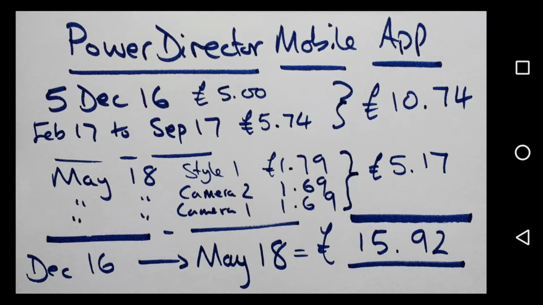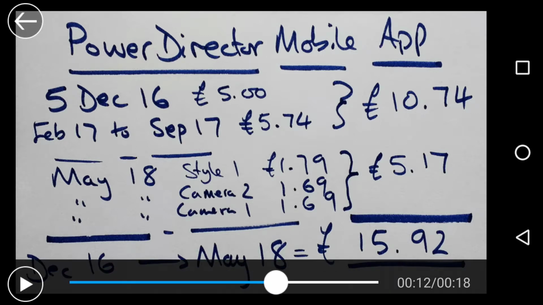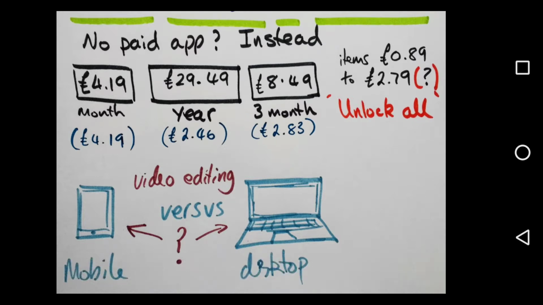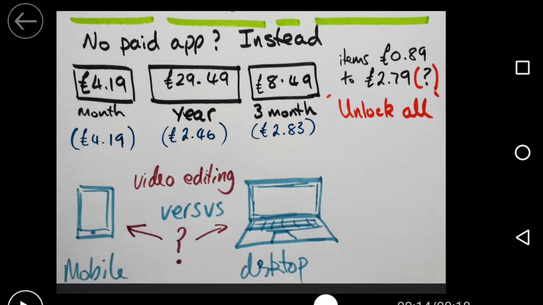But I think Cyberlink PowerDirector Mobile have changed this quite a lot. In a moment I can do a quick demo, or you can see it on screen yourself: there is no payment that I can see right now. If you have the app for free and then wish to unlock all the features, it's £4.19 for 1 month, or on the right hand side, £8.49 for 3 months, which is £2.83 a month. It unlocks all of the features. A little feature like a transition, a title, an effect or a color filter is anything from 89p that I've seen to £2.79 just for one thing.